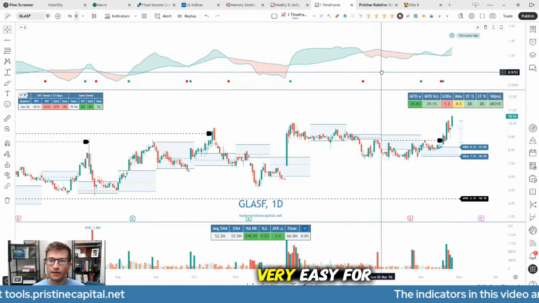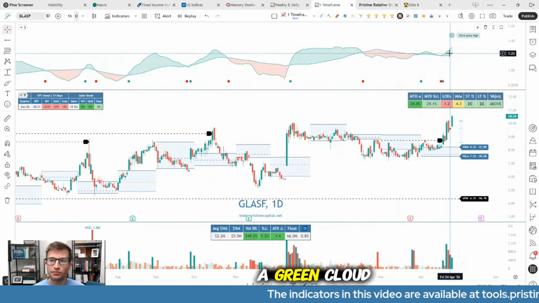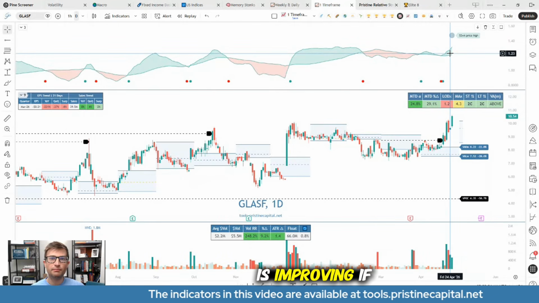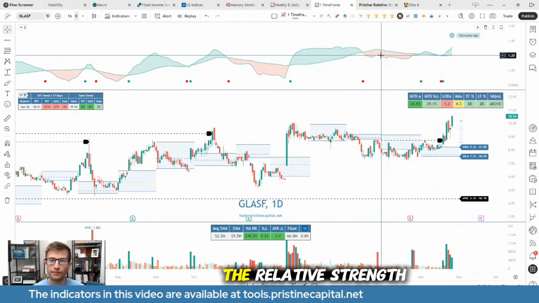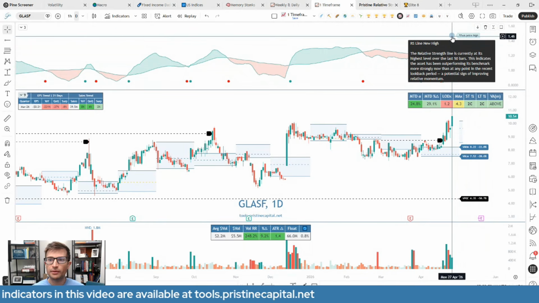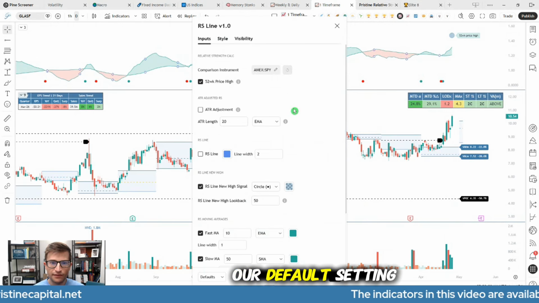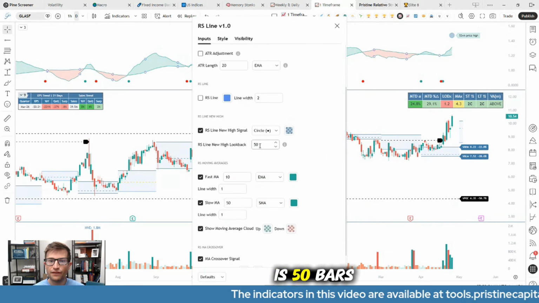It makes it very easy for me to just visually pull open a chart. If I see a green cloud, that means the trend of the relative strength is improving. If I see the red cloud, it's telling me the trend of the relative strength is getting worse. This circle right here is showing me the relative strength line new high signal. Our default setting for this relative strength line new high signal is 50 bars.